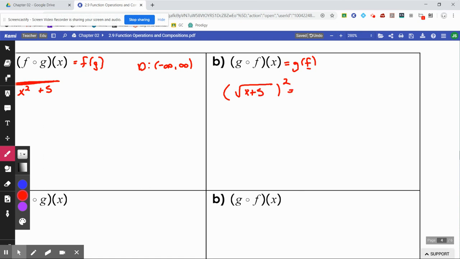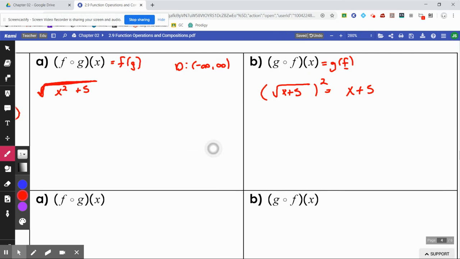And we know that when we square a square root, it's going to remove those radicals, and it's going to give us just plain x plus 5. Now, you could put those in absolute value bars, because if you think about it, if you square something, it's always going to be positive. So we could put those absolute value bars around it if we wanted to.